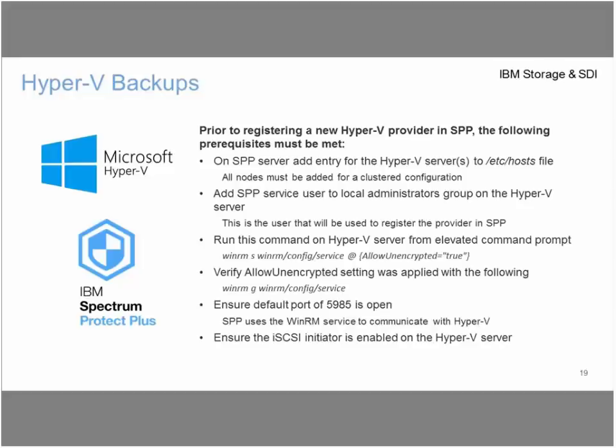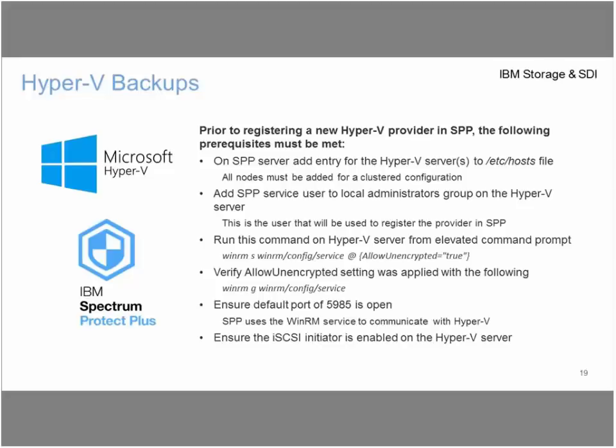The first thing that you need to do before trying to register any Hyper-V servers to Spectrum Protect PLUS is add all of the host information to the Spectrum Protect PLUS etc hosts file for those Hyper-V appliances. Whether you have just a single Hyper-V server or a clustered server, all of the Hyper-V servers that you want to add to Spectrum Protect PLUS have to have their information, their IP address and name, essentially added to the etc hosts file of the Spectrum Protect PLUS server.